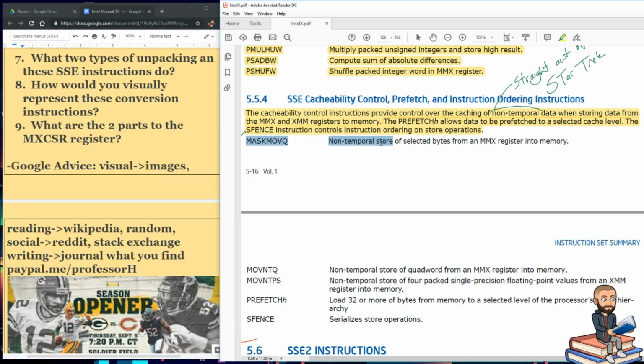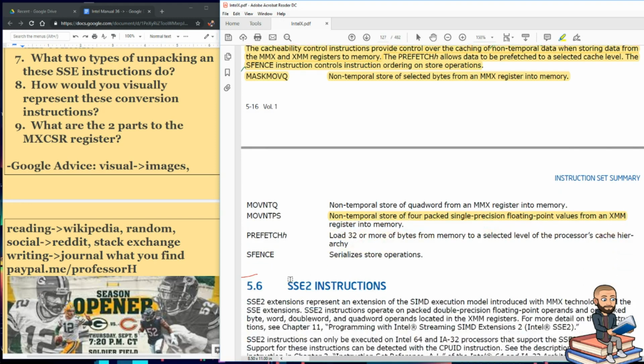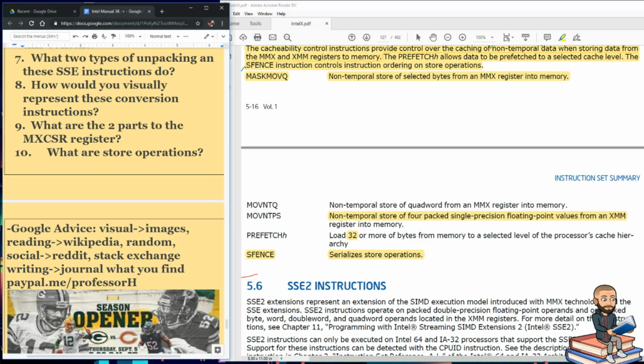So we got mask move Q for non-temporal store of selected bytes from an MMX register into memory. Then we have this non-temporal store of quad word from MMX into memory. Non-temporal store of 4 packed singles, again from XMM to memory. Prefetch H means to load 32 or more bytes from the memory to a selected level of the processor's cache hierarchy. That's awkwardly written right there. 32 or more bytes? We're not talking 32 bits? The last crazy thing we'll read today is sfence serializes store operations. And how about that for our last question?